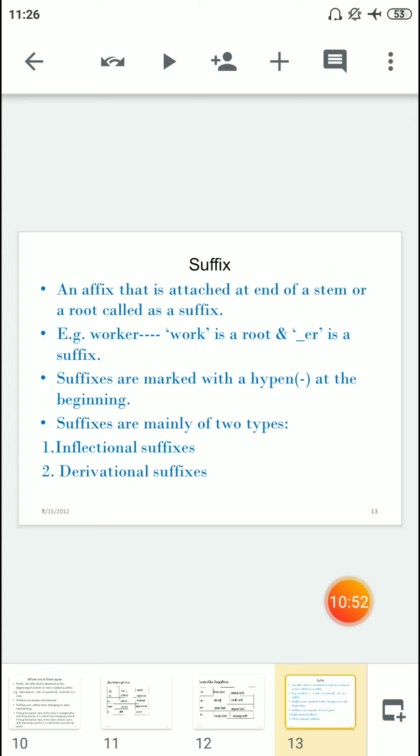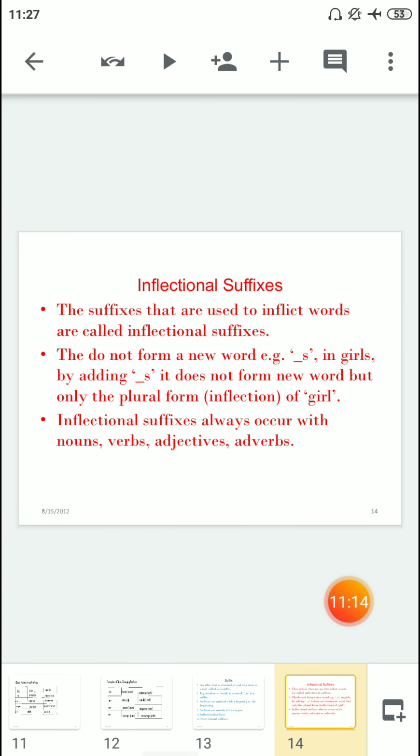Suffix. A suffix is attached at the end of the stem or the root. For example, worker. Work is a root and er is a suffix. Suffixes are marked with a hyphen at the beginning. Suffixes fall into two categories: inflectional suffixes and derivational suffixes.